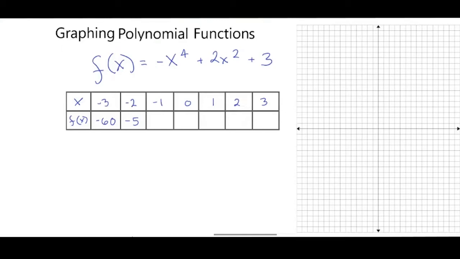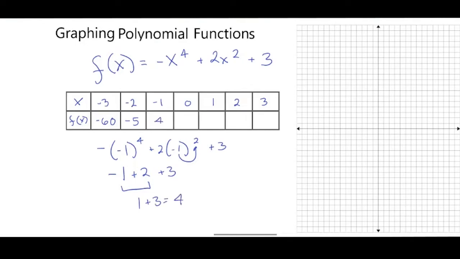Now let's do it for x is -1. So -1 to the fourth power plus 2 times -1 squared plus 3. Well, -1 to the fourth power is positive 1, but there's a negative out front, so it's -1. Now, -1 squared is -1 times -1, which is positive 1. Positive 1 times 2 is 2, so it's a plus 2, plus 3. So -1 plus 2 is 1, plus 3 is 4.